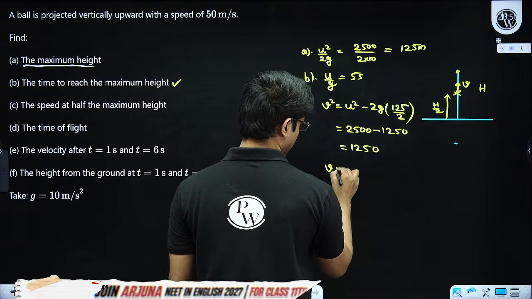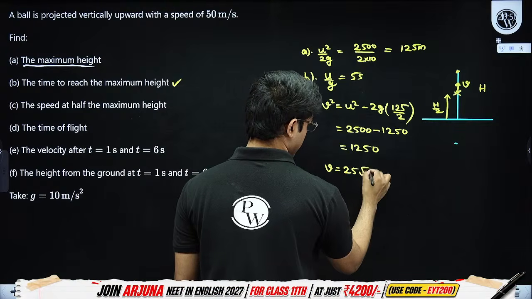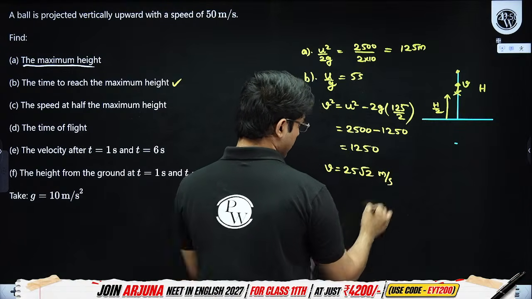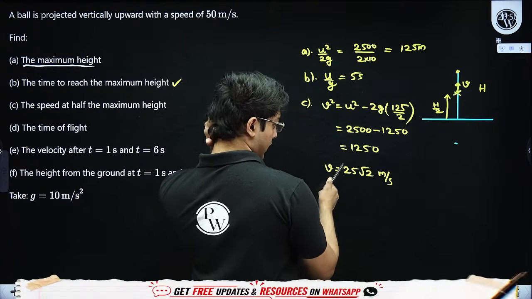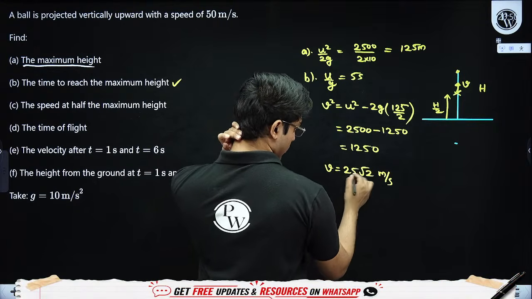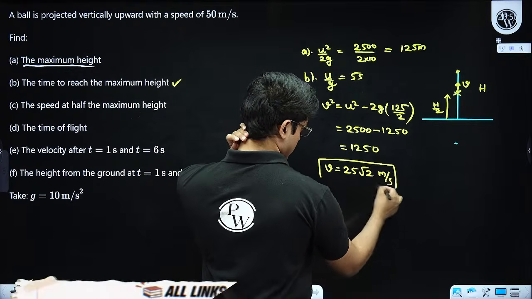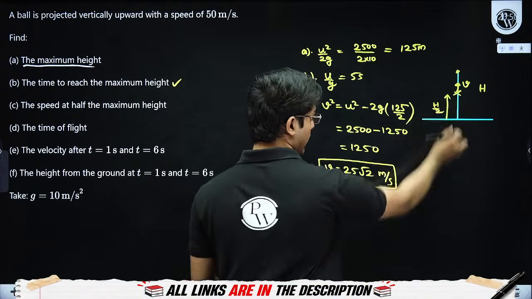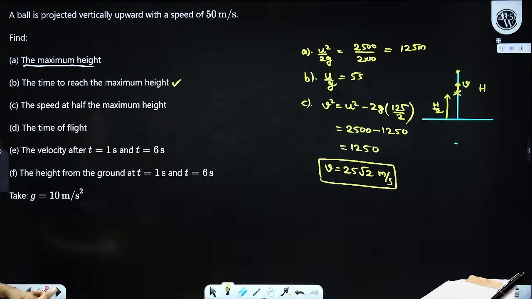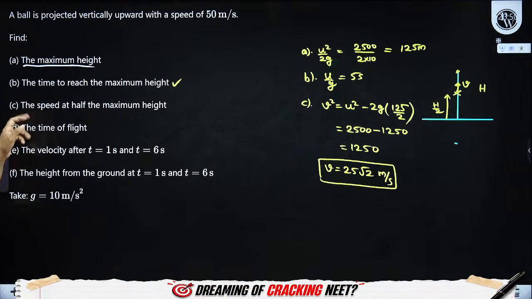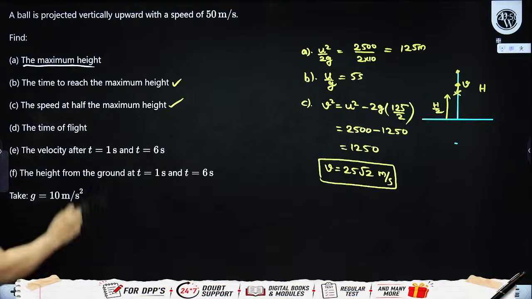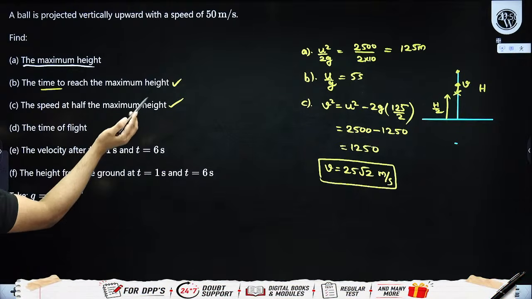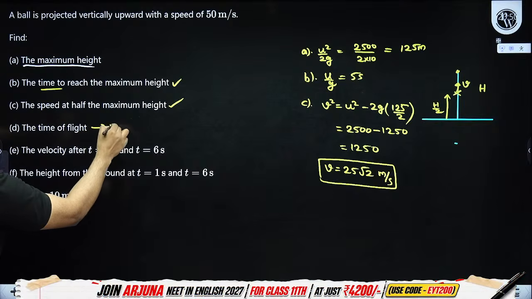So v will be 25 root 2, right? 1250 is 625 into 2. So 625, take it outside the square root. So it will be 25 root 2. This is the velocity midway at a height of h by 2. Then C is also done. D is the time of flight. Time of flight will be double this time, right? So 10 seconds.